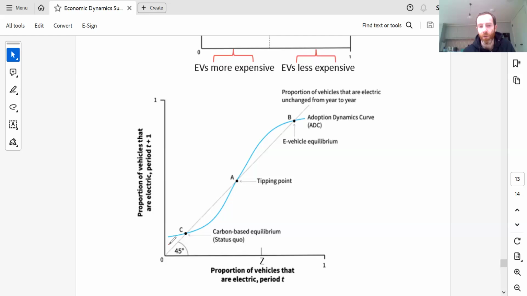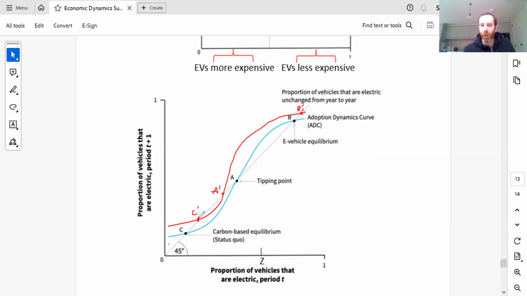So, for example, if we could shift this upwards, I'll talk about how that might happen in a second. But if we could shift this upwards, we would see we'd have a new carbon-based equilibrium here, which is actually now at a higher level of electric vehicles. And we have a tipping point here, that I'll call A prime, which is now at a lower proportion of electric vehicles. And crucially, it's closer to where our carbon-based equilibrium is. And then we actually have a new electric vehicle equilibrium up here at B prime.